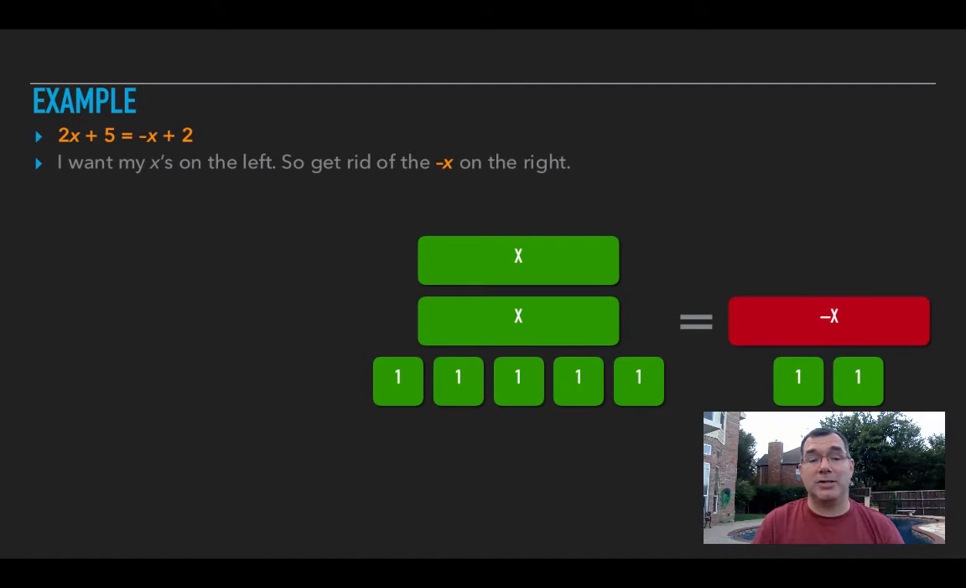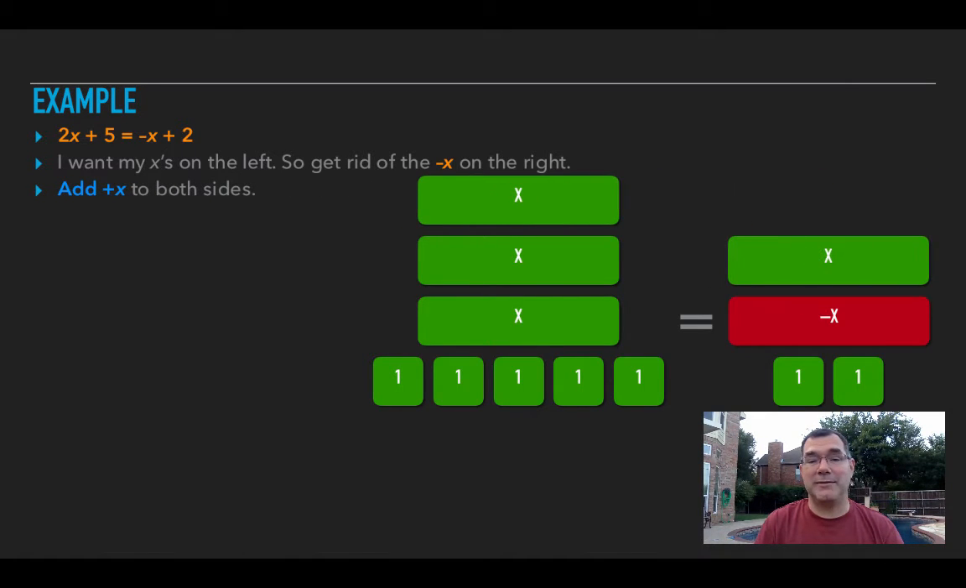I do want my x's on the left. That's just a force of habit, but typically what you want to do is whichever side has more x's, that's where you want your x's. So what I need to do is get rid of the negative x on the right. I could subtract the negative x, but I don't have a negative x on the left to subtract as well. So what's my alternate strategy? Add a positive x, and that will cancel out with the negative x.